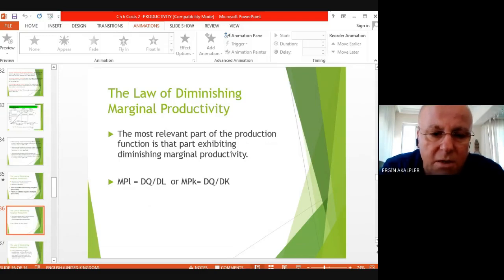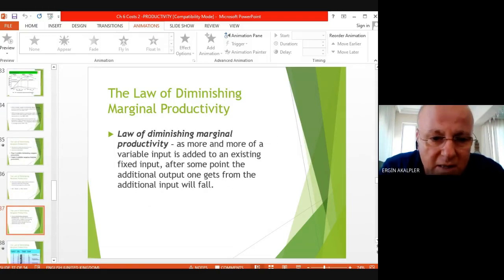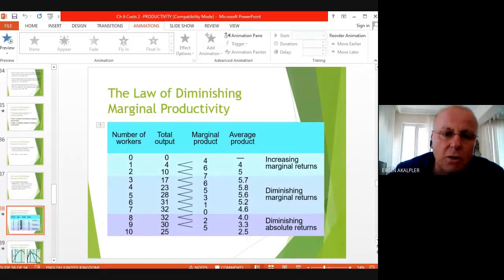Marginal productivity of labor is delta Q over delta N, and marginal productivity of capital is delta Q over delta K. Then the law of diminishing marginal productivity is: as more and more of the variable input is added to an existing fixed input, after some point, the additional output one gets from the additional input falls. Therefore, this is the reason why we continuously inspect our production operation process, where the marginal productivity becomes negative or becomes 0. Then we have to stop our production operation process in a given scenario. Again, here this is illustrated.